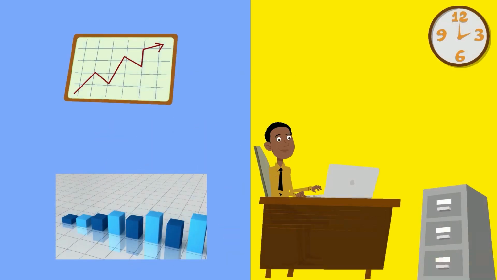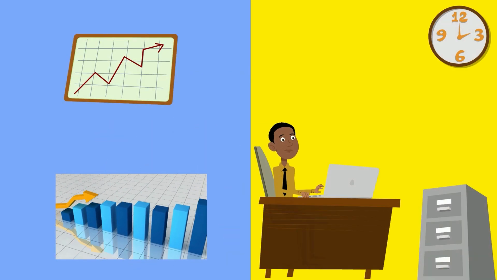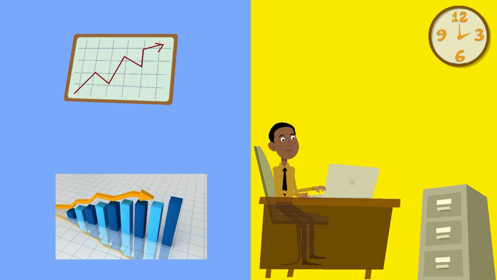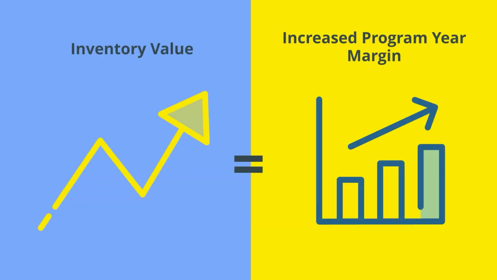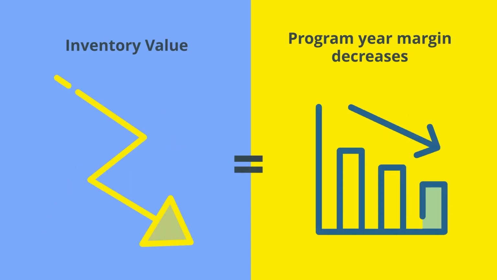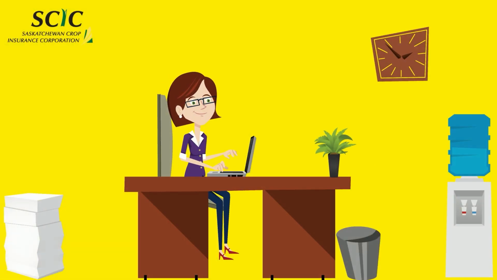So, we value your inventory using fair market values, and essentially, if the farm's inventory value increases, it increases the program year margin. If the farm's inventory value decreases, it decreases the program year margin. We encourage people to record their inventory at the end of their fiscal year. It's a lot easier to remember what you had left on hand at the end of the year if you do it right away. By doing so, you won't have to try and recall what was on hand when it comes time to complete the program forms.